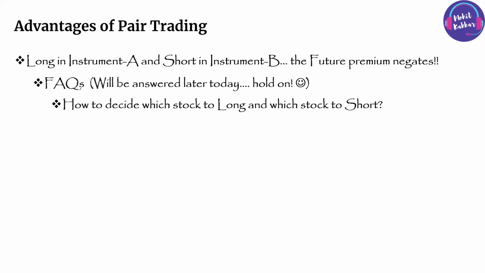So next is, how do you decide which one to go long on and which one to short? I'll discuss that with examples and conditions. How many lots to decide, and there are examples like gold and silver, which we recently discussed.